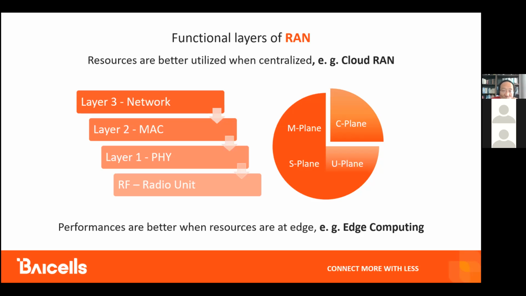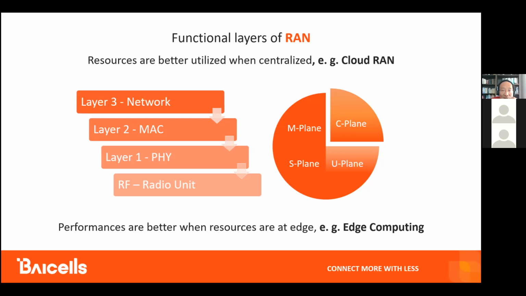For example, local breakout is a good example of such a user plane and control plane split, meaning that you can locally route your traffic at the RAN layer while having a control or management plane in the cloud. So by splitting these functions, you have the flexibility to deploy different functions at different locations.